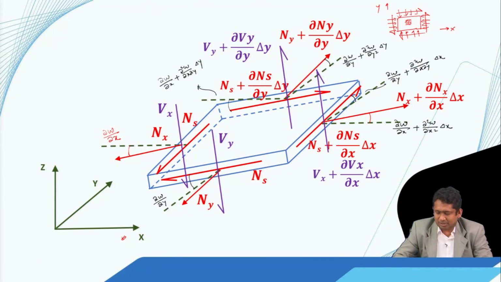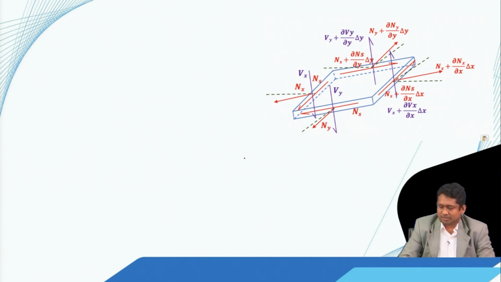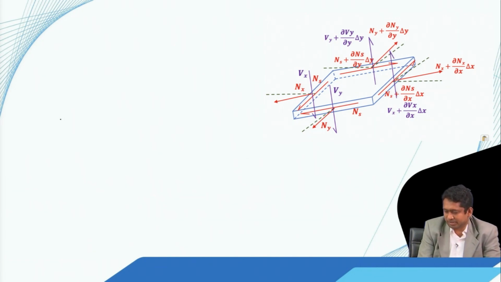Now we know the orientation of the different forces and their magnitudes. So now we can write the equilibrium. Just one thing to note: previously when we were doing the static analysis, there was a transverse force, but here we are doing buckling analysis, so there is no transverse force. This is the same figure here, so we can refer to it.